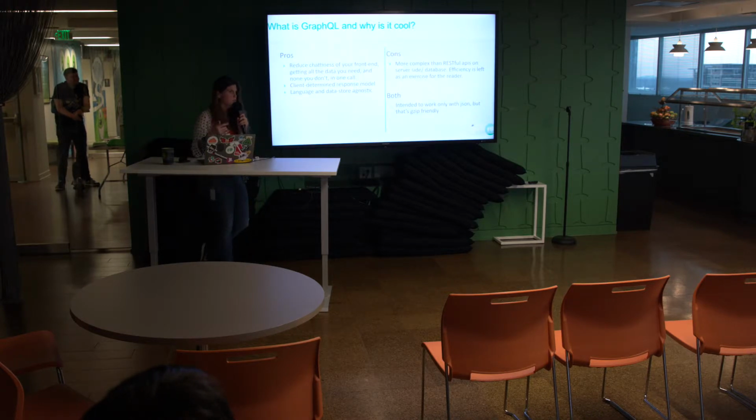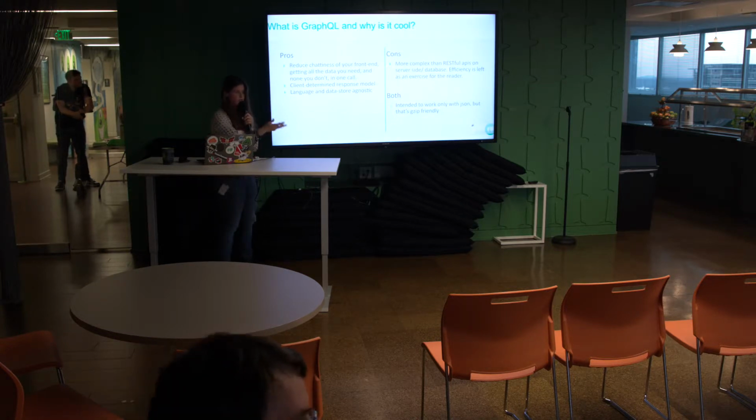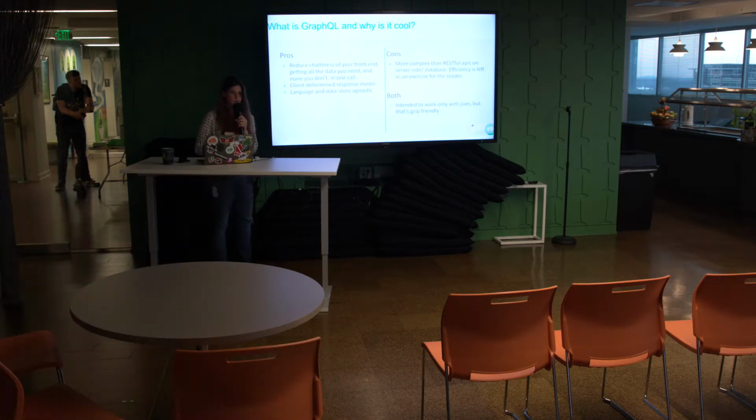A great thing about it is it reduces the chattiness of the front end to your API server, because instead of having to have like get user by ID 1, get user by ID 2, you can instead have them both run at the same time on the same request and come back in the same response. So it reduces chattiness. You can get all of your data all at one time in one call. And it's a client-determined response model, which is exactly how a SQL select statement works. If you select this column, this column, this column, that's what comes back and nothing else. It is not SQL, but it just works kind of like you would expect it to.